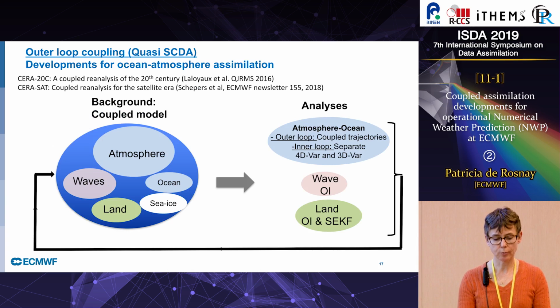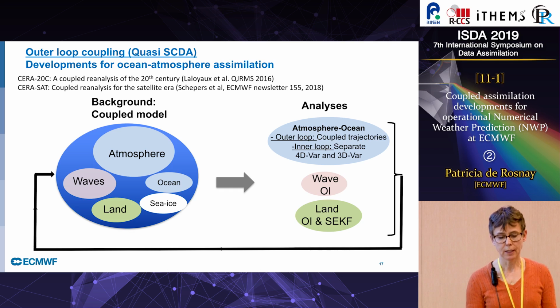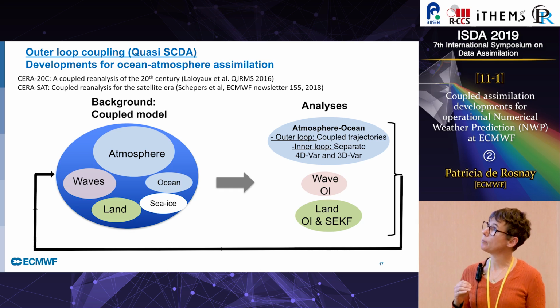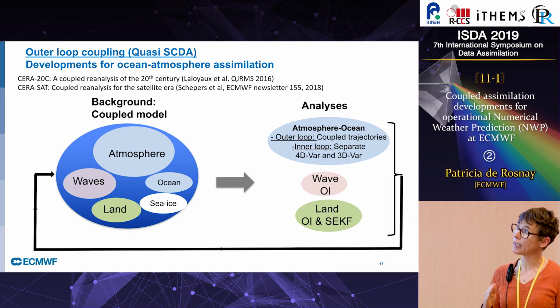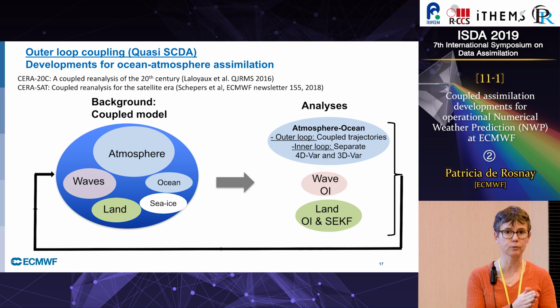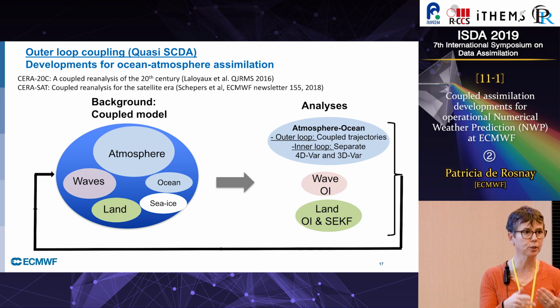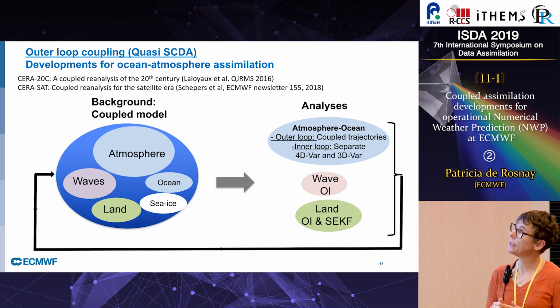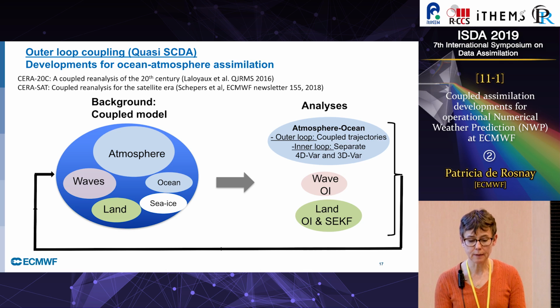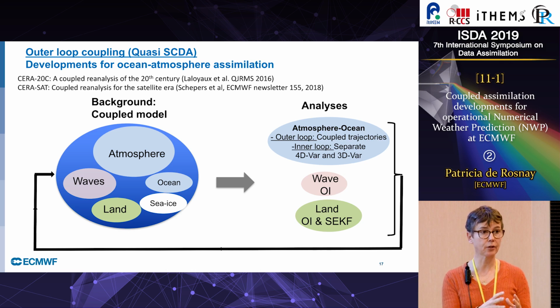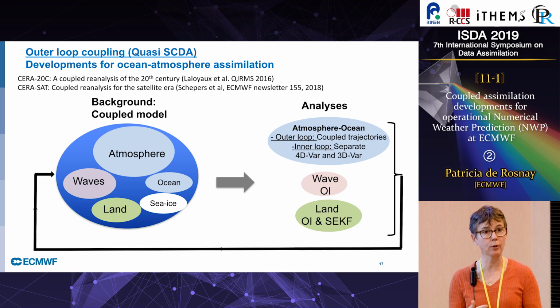So now, a quick word about outer loop coupling or quasi-strongly coupled assimilation developments. The original idea was provided by Patrick Laloyau in the context of the CERA-20C century-long reanalyses. It was at coarse resolution with a reduced number of observations, but it was an excellent proof of concept of the outer loop coupling approach. And it was more recently implemented and tested with a full observing system and at higher resolution, still showing some interesting potential, some issues as well that we are working on.